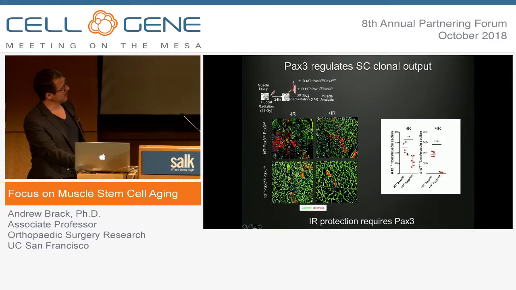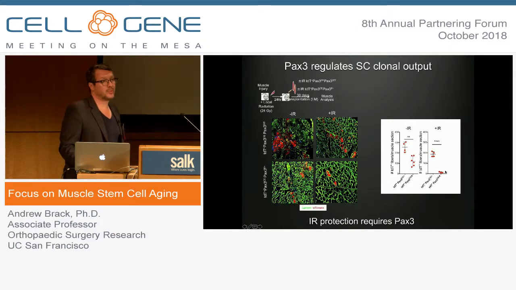And so quantifiably here, you can see in the absence of irradiation, but with stress, you get a twofold loss in stem cell potency based on the loss of PAX3, whereas that's about a tenfold loss if you delete PAX3 in that irradiated context. So radiation protection requires PAX3, and PAX3 positive cells are stress resistant.